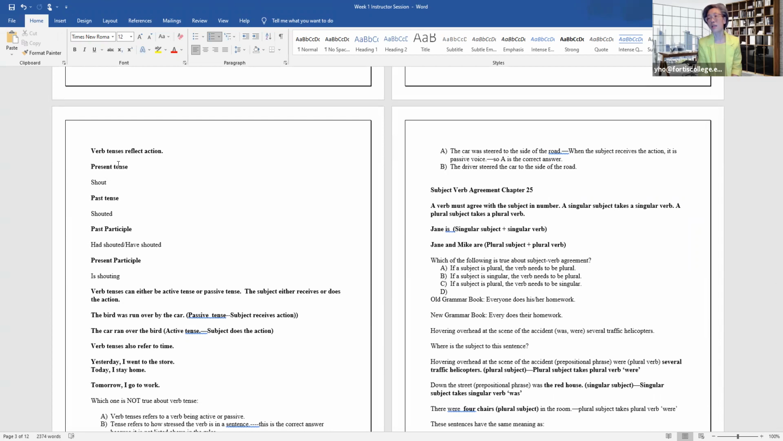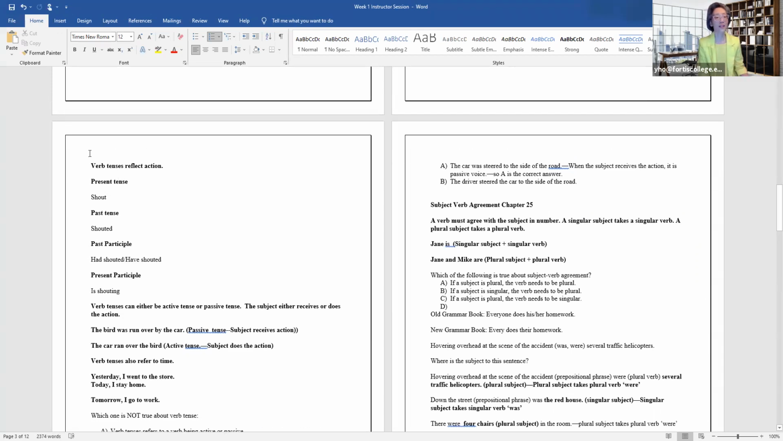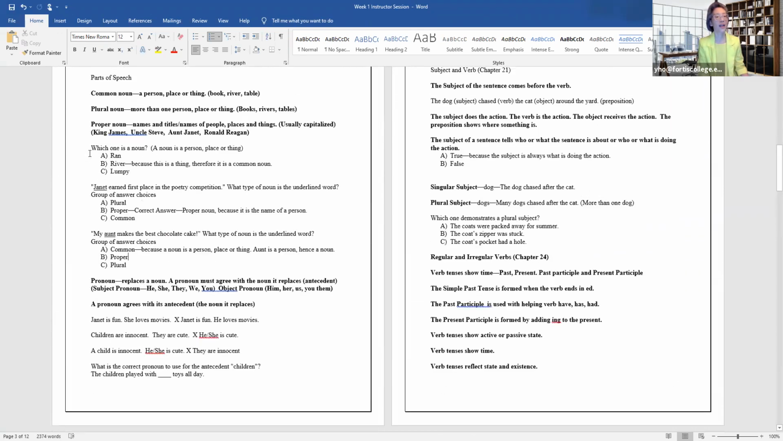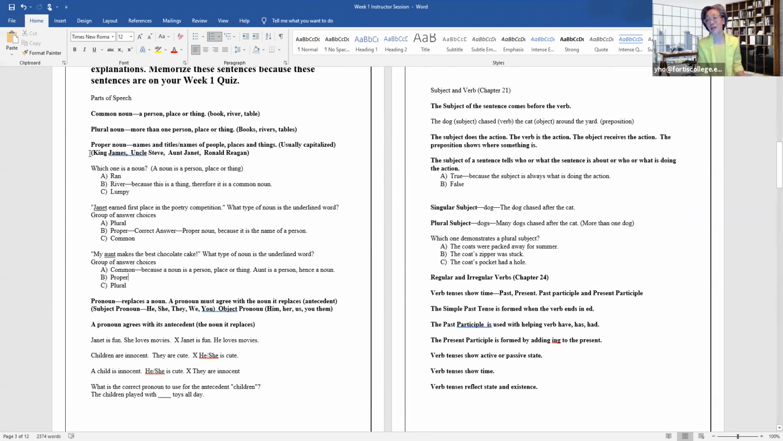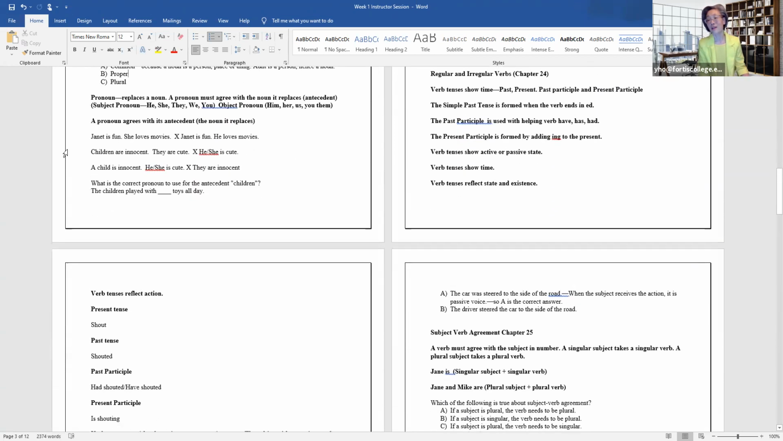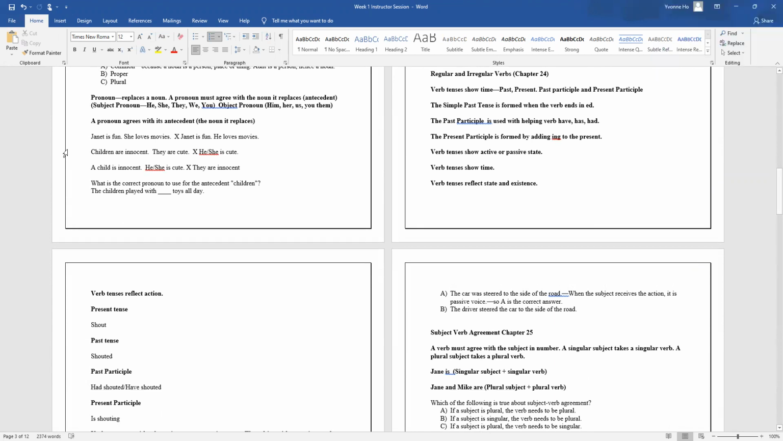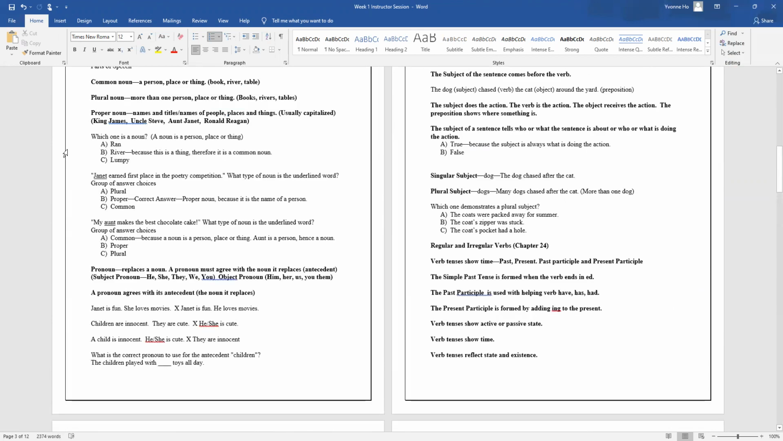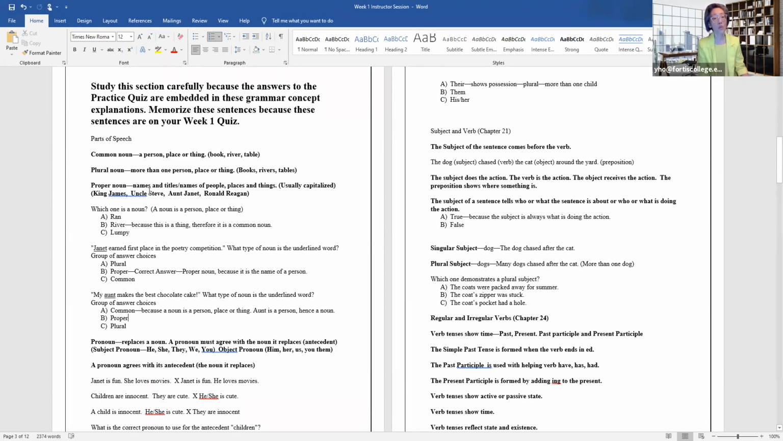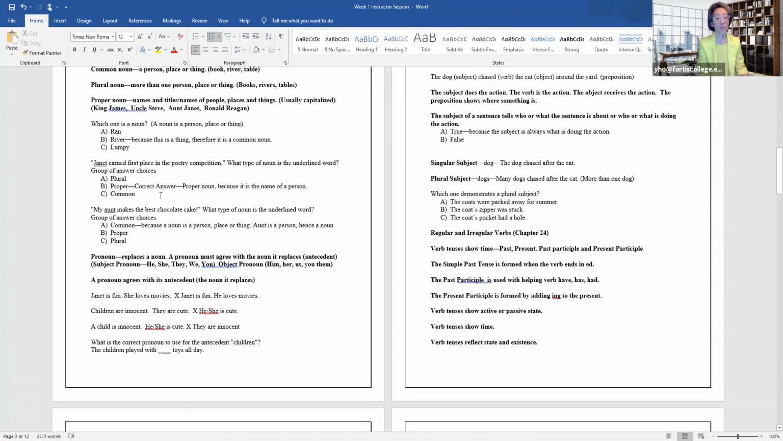And what is a, now I forgot. Oh my goodness, I forgot. Okay, and what is a plural noun? Kayla? I have no idea. A plural noun means that it's more than one person, place, or thing. So you have three kinds of nouns: common noun, person, place, or thing; plural noun, in which you have more than one person, place, or thing; or a proper noun, names and titles of people.